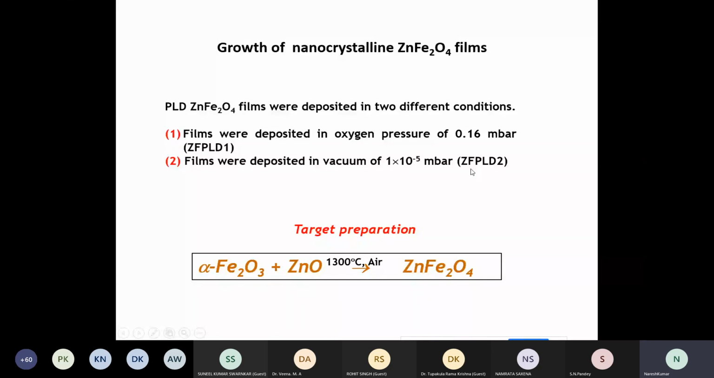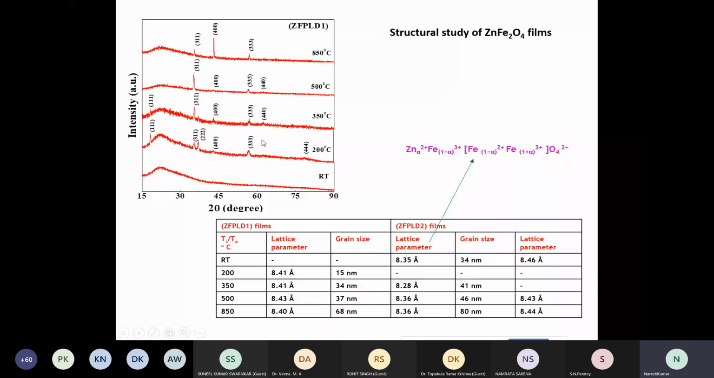So that's how we have prepared the target. It was prepared by using the solid state reaction route, sintered at a very high temperature of 1300. Now, if you see this, it is the XRD of zinc ferrite films grown in oxygen at different temperatures. So it's a polycrystalline, single phase of zinc ferrite films.